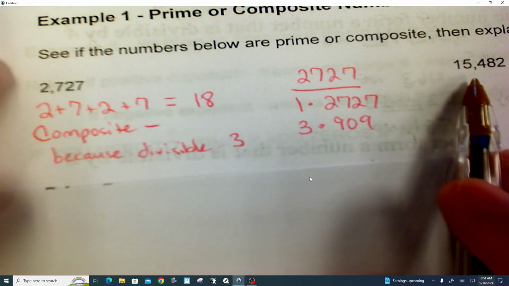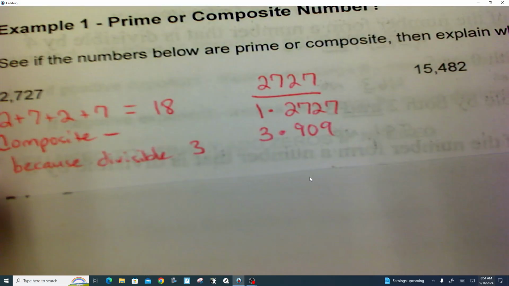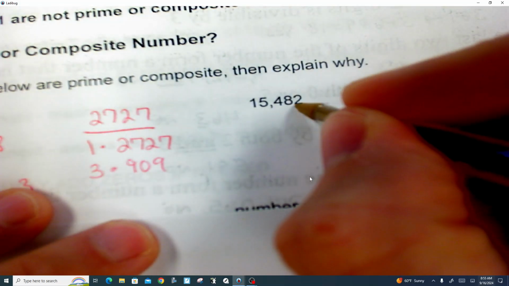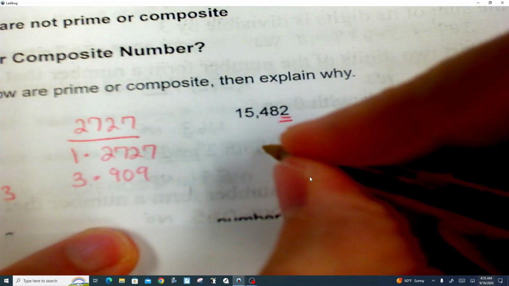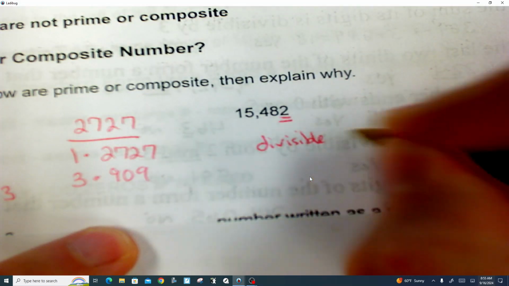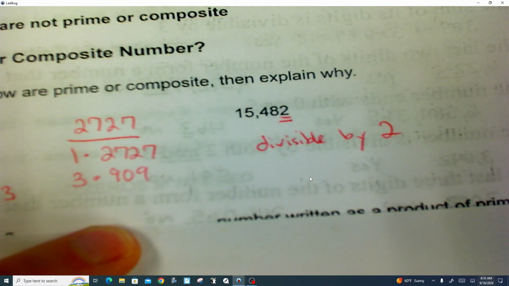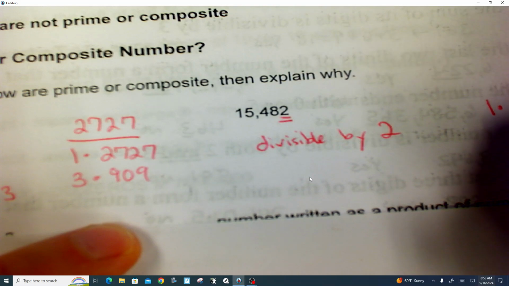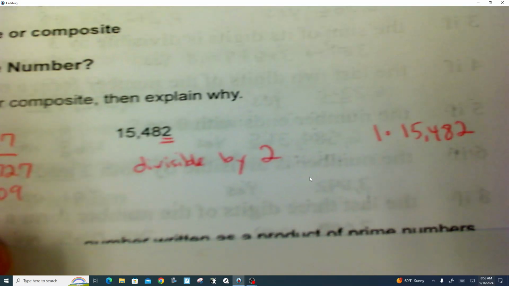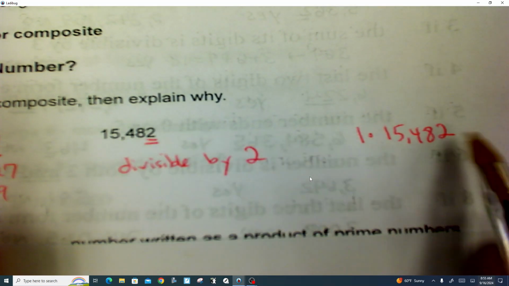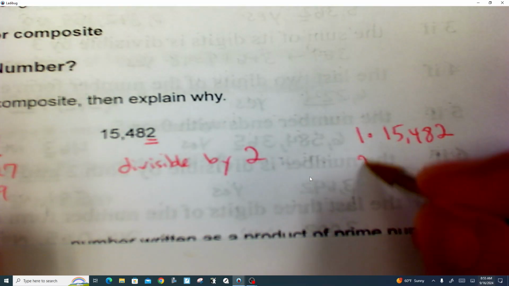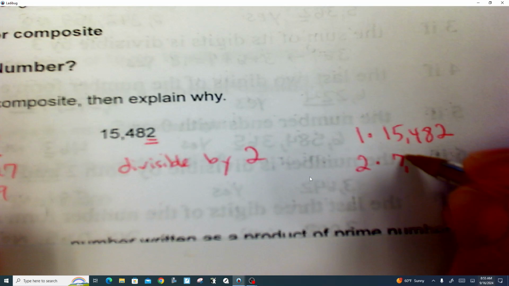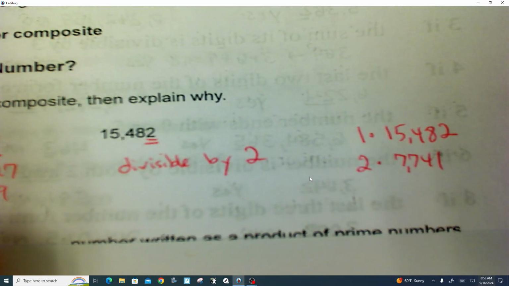So can you guys go over there and try 15,482? Hopefully you guys were like, hey, this ends in a 2, so this is divisible by 2. And basically what we're talking about here is if I made a list of my factors, 1 times 15,482, we know that that is always going to start there, 1 and the number itself, right? But since it's divisible by 2, if I divided it, that gives me 7,741. 2 times 7,741. That is 2 more factors right there. Boom, 2 numbers that I can times together to get 15,482.